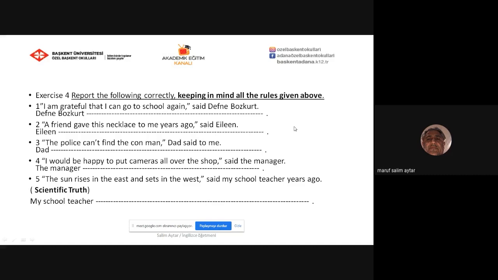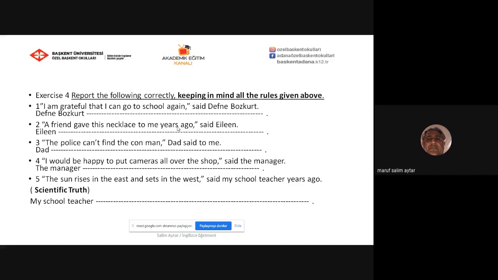How about you? You can give a try to the second one. "A friend gave this necklace to me years ago," said Eileen. Eileen said a friend had given, verb 2 becomes had verb 3. Eileen said a friend had given that necklace to her years before. Years before. Remember?